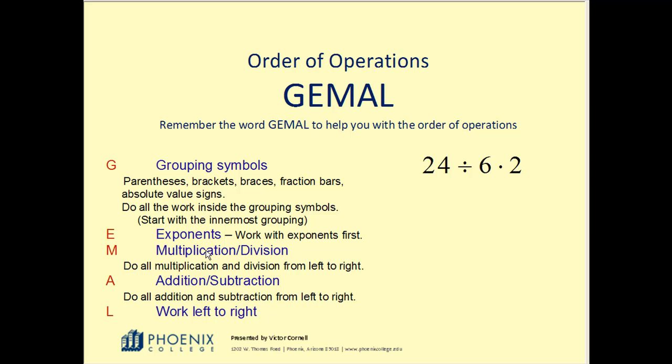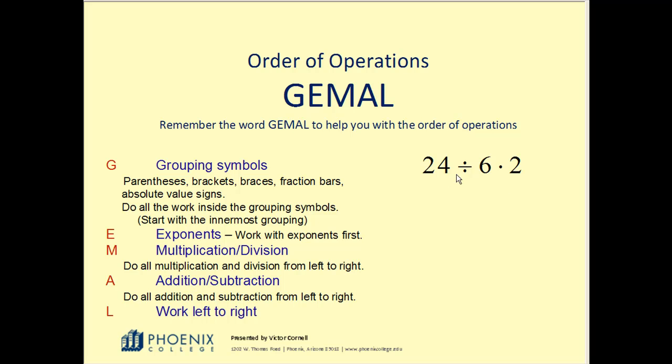And then the M stands for multiplication or division. Multiplication and division are inverse operations, so one doesn't take precedence over the other. You don't do all the multiplication first, then go through and do the division. You do multiplication and division as it occurs in the expression from left to right. That's what the L in GEML stands for: work left to right. And the same thing is true about addition and subtraction. You work left to right. So whatever comes first, whether it's addition or subtraction, do it first and then proceed.